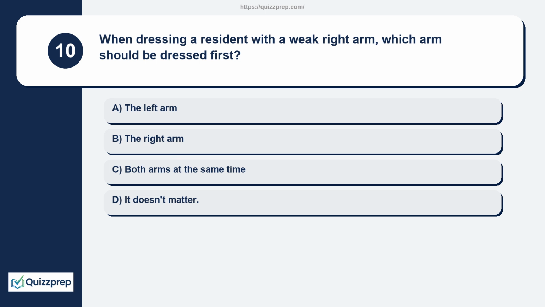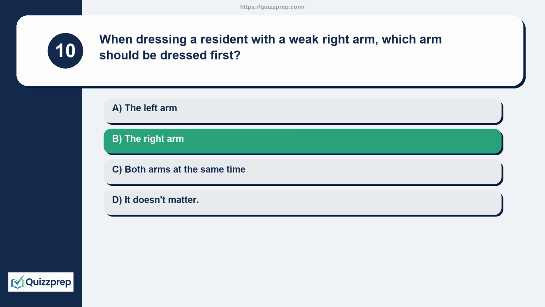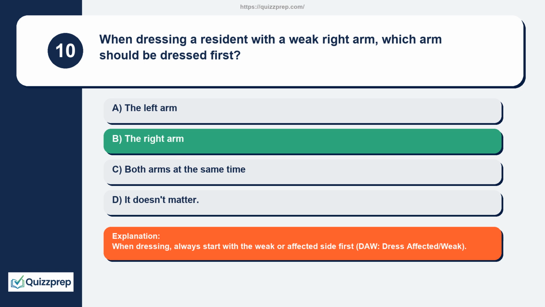Question 10. When dressing a resident with a weak right arm, which arm should be dressed first? The left arm, the right arm, both arms at the same time. It doesn't matter. When dressing, always start with the weak or affected side first. Dress affected, weak side first.